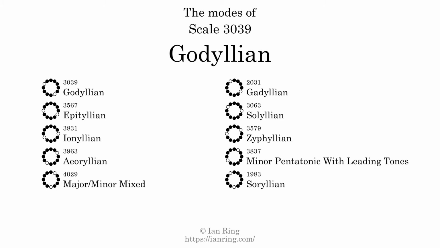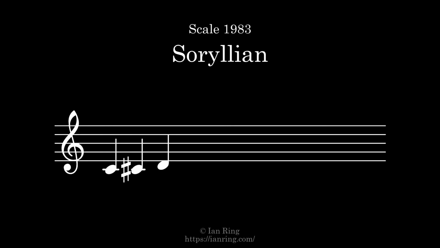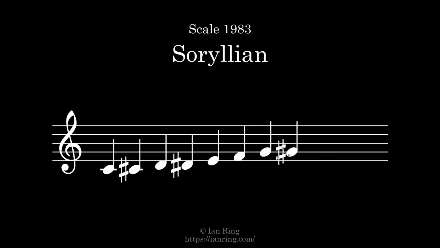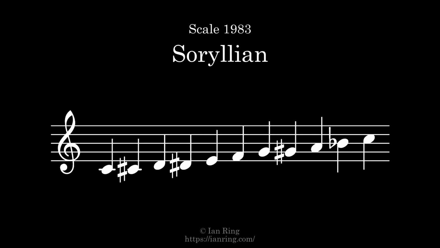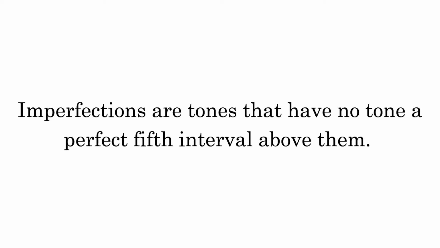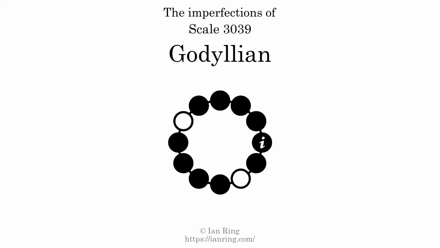The 10th and last mode is scale 1983, also known as Godyllian. It sounds like this. Imperfections are tones that have no tone a perfect fifth interval above them. This scale has one imperfection.